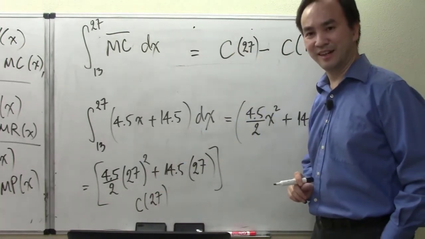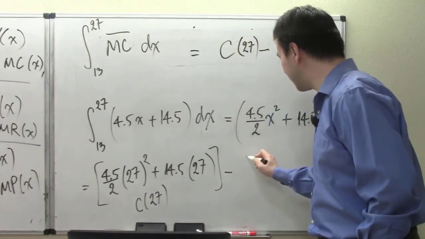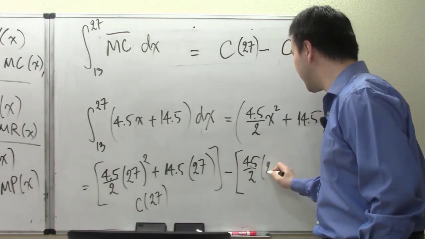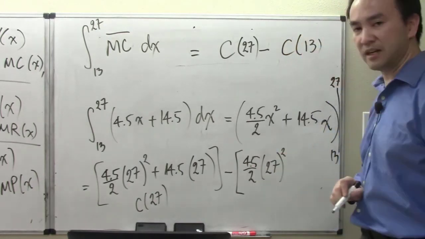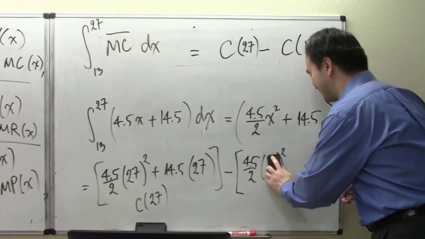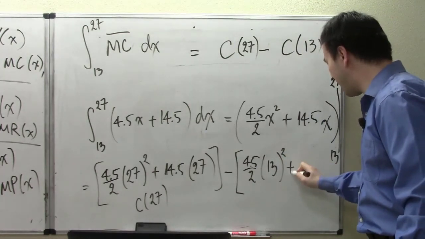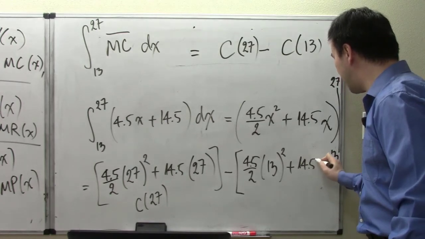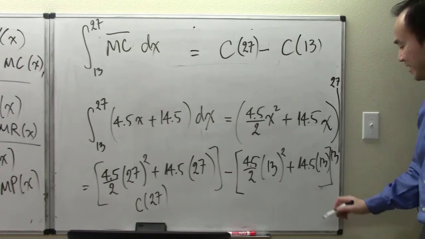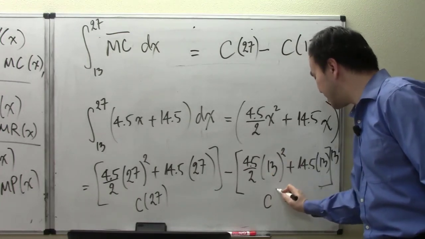Okay, and then now I'm going to subtract. And now again, there's that 4.5 over 2. And I'm going to substitute in 27, and I'm going to square that. Actually, it shouldn't be 27 here, it should be 13 here. Okay, so square the 13. And I'm going to add 14.5 times 13 evaluated in. So that's my work right there. Okay, and this work that I just completed is C of 13.